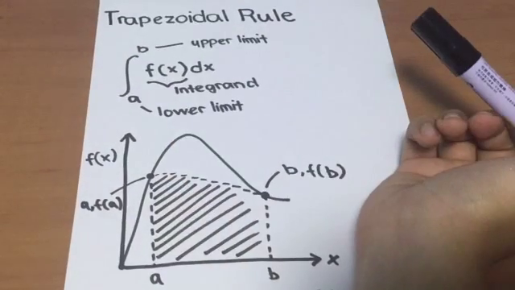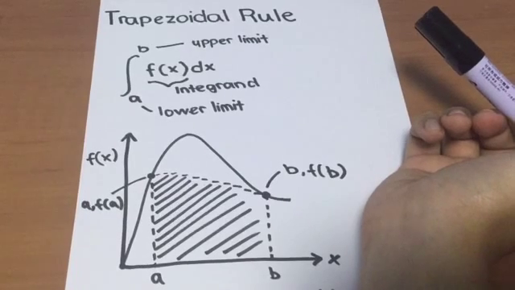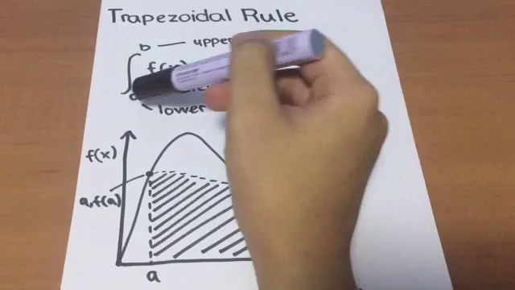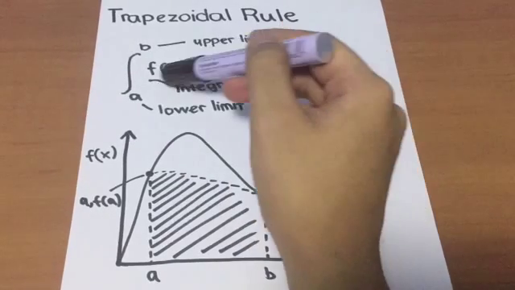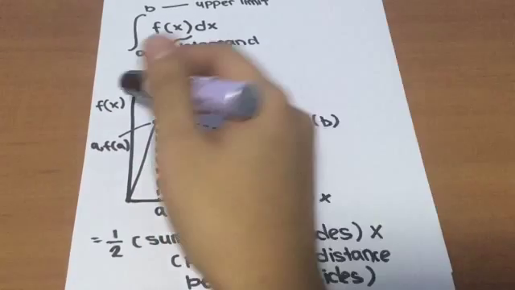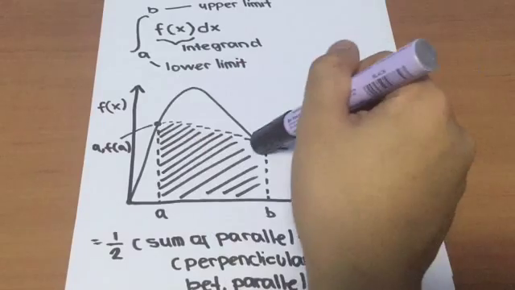The first rule in integration is the trapezoidal rule. First, we familiarize ourselves with the parts of our integration. We have the lower limit a, the upper limit b, and the f of x as our integrand. We have the graph here, and we have drawn the equation.